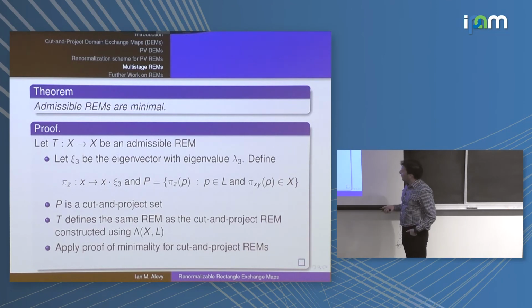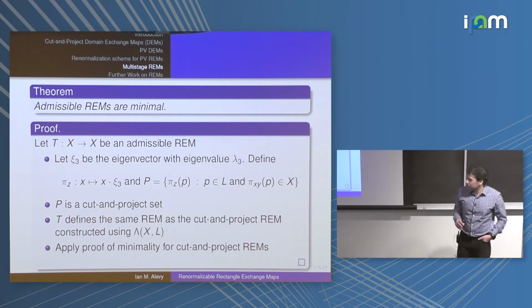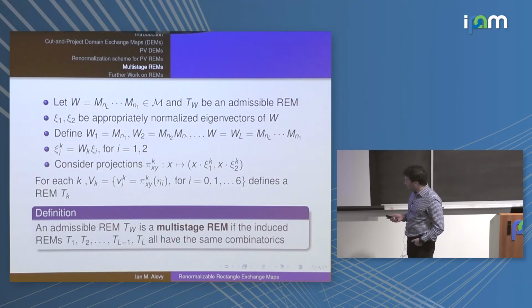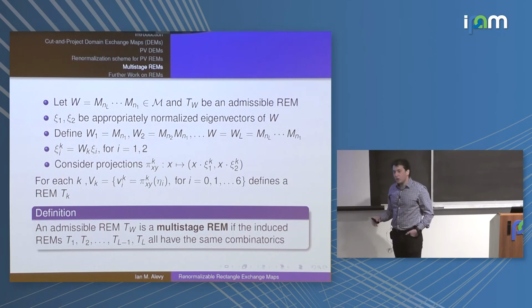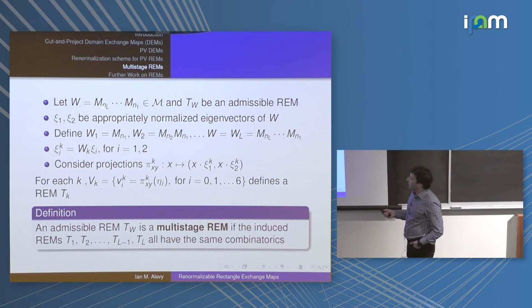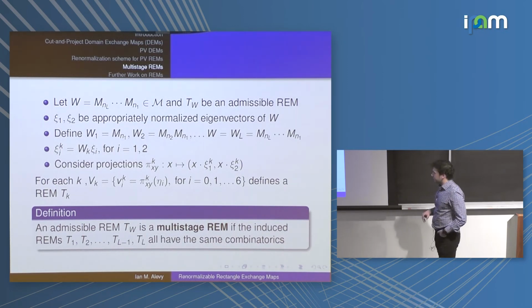So a theorem is that the admissible REMs are minimal, and it's essentially the same proof as before. So I won't say much about that. Now we want to look at cases in which this admissible REM has a renormalization scheme to it. So what we do is we take a matrix W in my monoid, and I'll write it as the product of L of these matrices, M sub n, and TW we'll assume is an admissible REM.